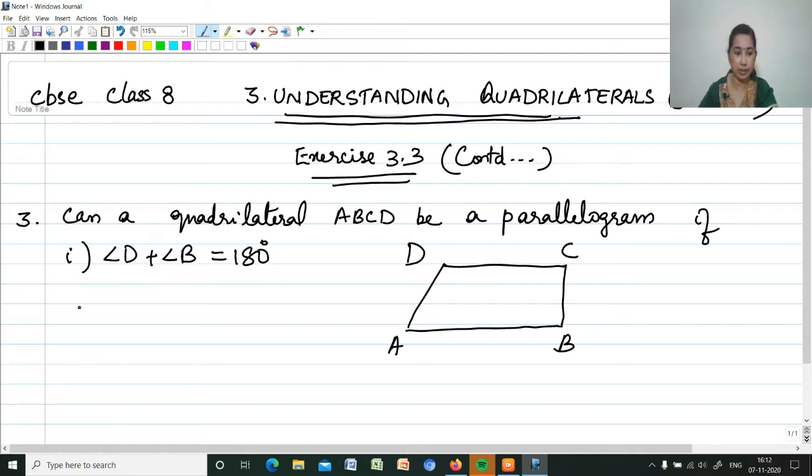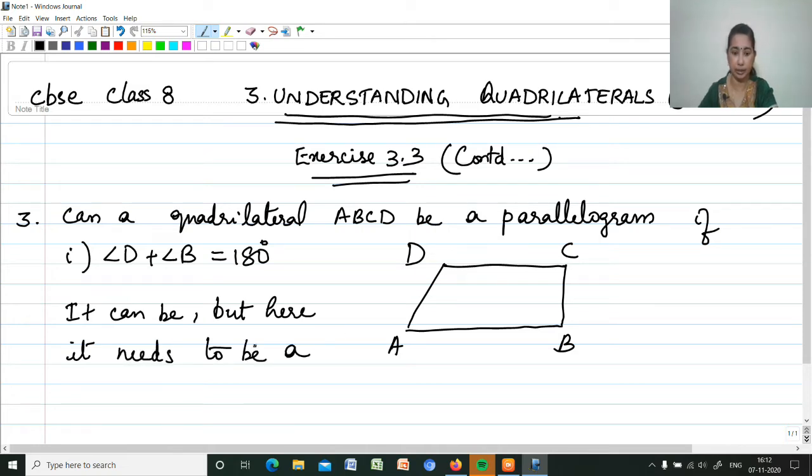So what can we write? It can be, but here it needs to be a square or rectangle.